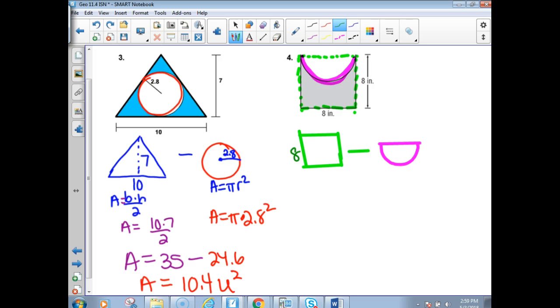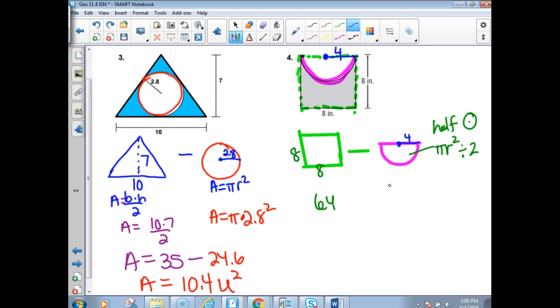8 times 8. 64. You should know that very quickly. Base times height. The circle part, pi r squared, but it's only half a circle, so we're going to need to take pi r squared and divide it by 2 for half a circle. Okay, so we got to figure out the radius of that circle. What is the distance from here to here? Okay, 4.